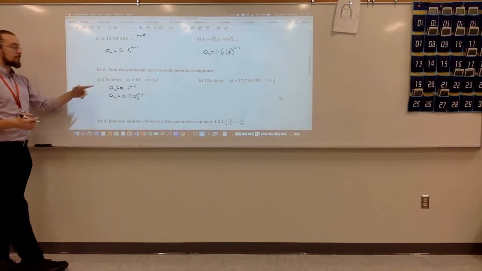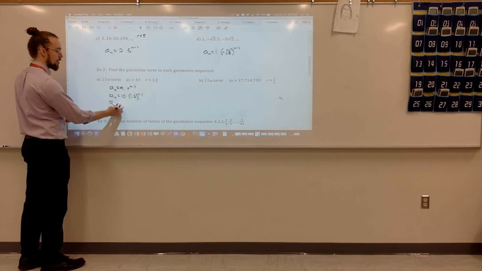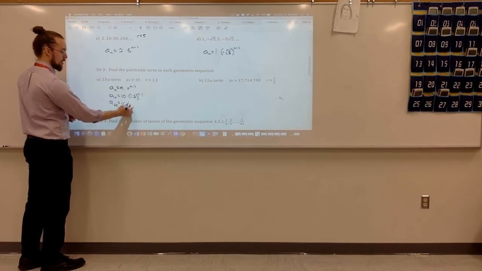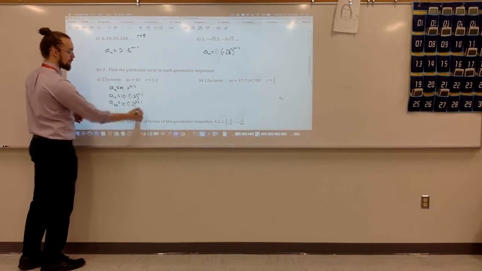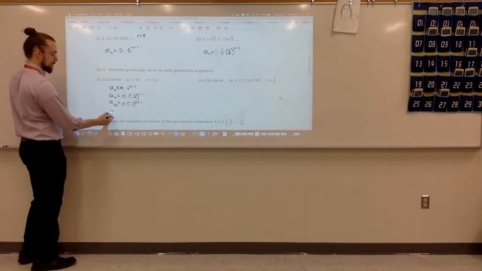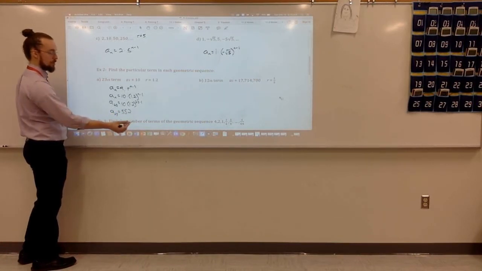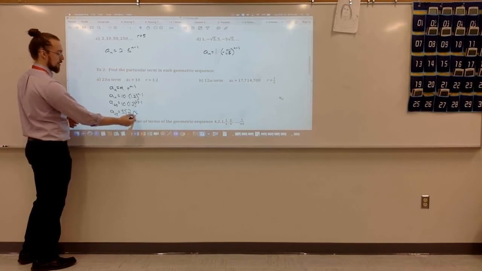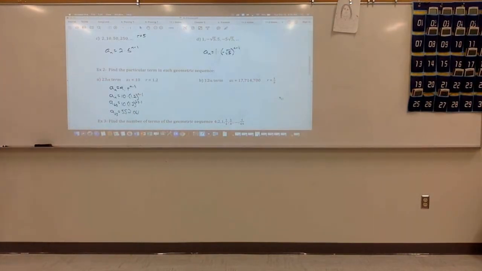So if I want the 23rd term, I'm just plugging 23 in for n. So a sub 23 is going to be 10 times 1.2 raised to the 23 minus 1 power. Obviously we'll need a calculator for this. So what do we get for the 23rd term here? 552 point, what was it? 0614. All right, let's go to 3 decimal places.